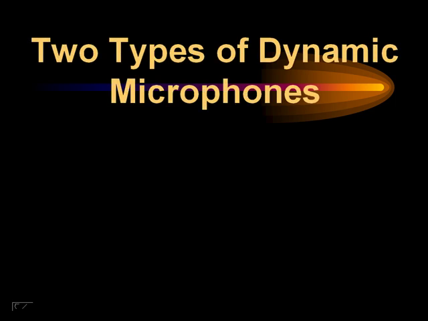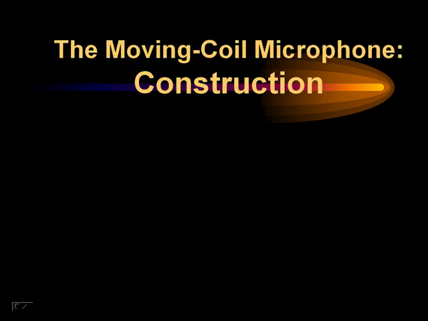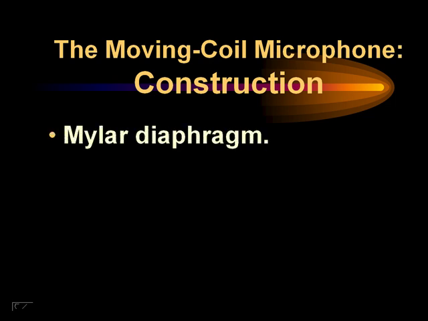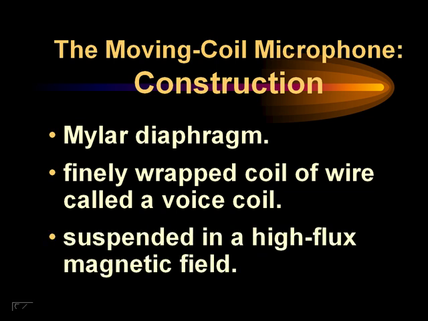Technically, we have two types of dynamic microphones: the moving coil microphone and the ribbon microphone. Moving coil microphones are made by connecting a mylar diaphragm to a movable voice coil made up of finely wrapped wire. The voice coil is then suspended in a very intense magnetic field.